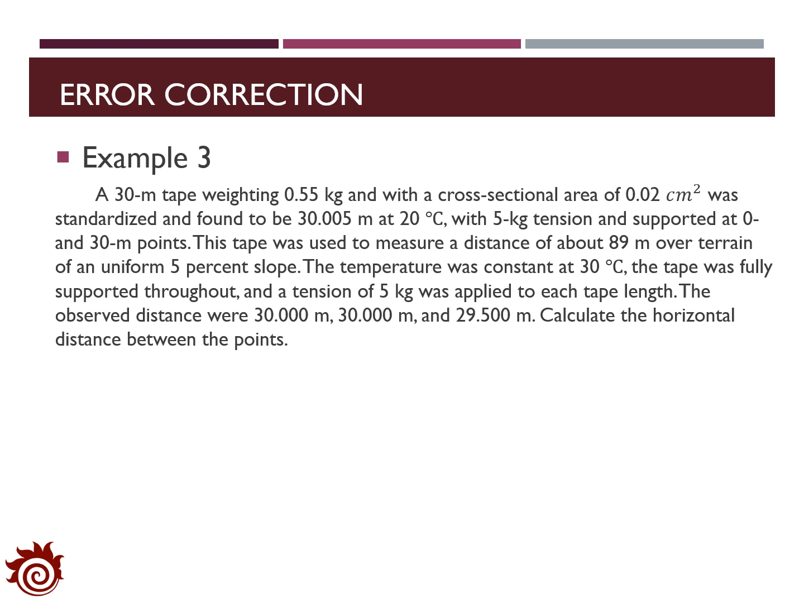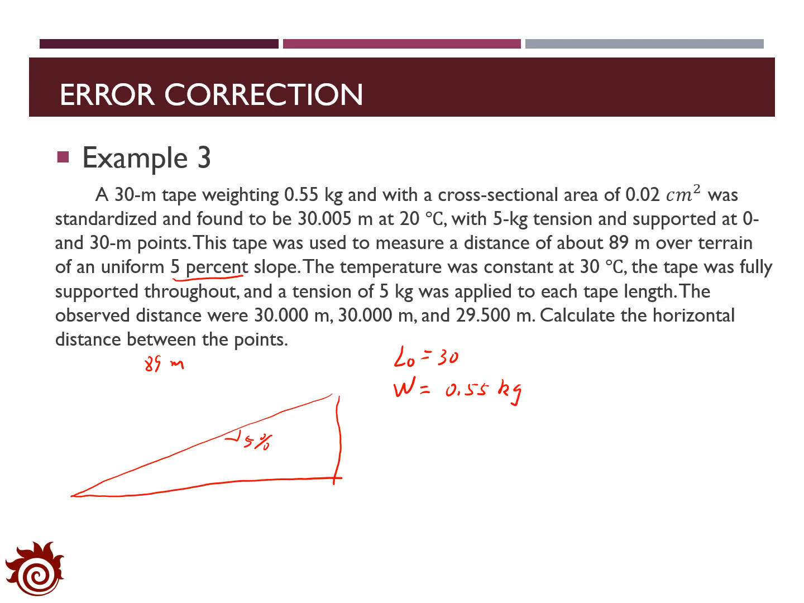So first, this one is actually measuring a sloping distance. So let's draw the measurement. The distance is approximately 89 meters. We want to find out more accurate values. The slope is 5%. And we also have some information about the tape. First, the standard length is 30 meters. The weight of the tape is 0.55 kilogram, and the cross-sectional area is 0.02 centimeters square. Also, we have the standard temperature as 20 degrees, and the standard tension P0 is 5 kilograms.